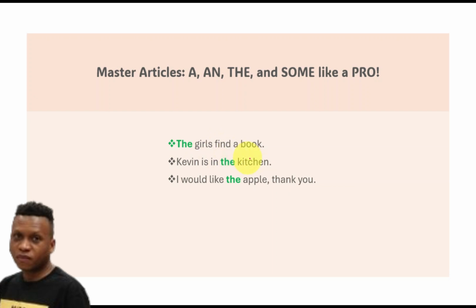The girls found a book. Kevin is in the kitchen. I would like the apple. Thank you. I would like the apple. Thank you. So here it becomes like thee apple. Thank you. The girls found a book. Kevin is in the kitchen. I would like the apple. Thank you. I'm not saying I would like an apple. No, I would like the apple. Thank you. Okay? The girls found a book. Kevin is in the kitchen. I would like the apple. Thank you.